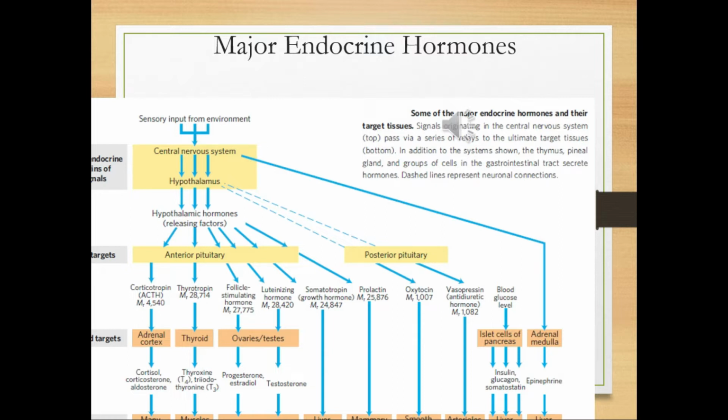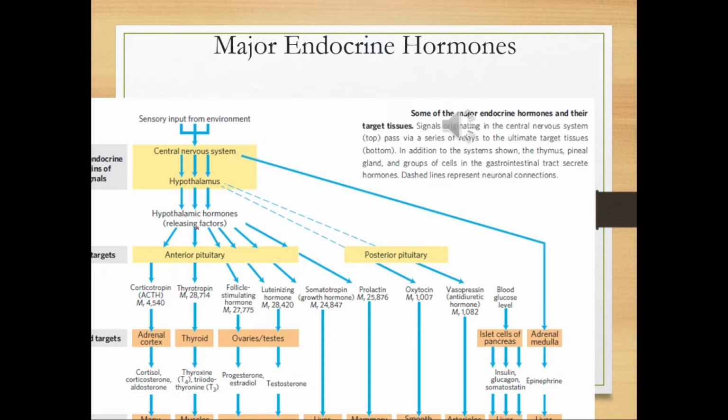The diagram shows that, as you can see, starting from the central nervous system, there is situated the hypothalamus behind the central nervous system. We can see that the central nervous system directly controls the action and release of the hypothalamus. The central nervous system commands the hypothalamus to release hypothalamic hormones. They are also known as releasing factors.